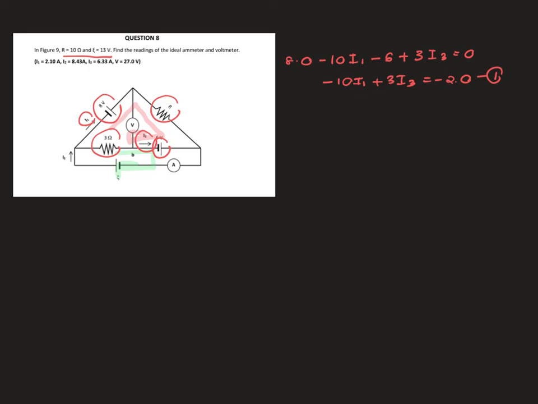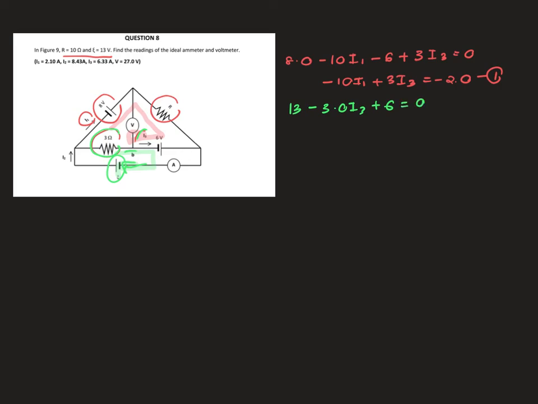Now I'm going to find the second one, which is the green one. So for the green one, I'm going to start from here, which is EMF is 13. So it's going to be positive because my assumption loop is moving from lower to higher. And then for the 3 ohm, the assumption loop and also the current are in the same direction. Therefore, I get negative 3.0 I3, and the 6 volt there is going from lower to higher, so it's going to be positive 6, equals 0.